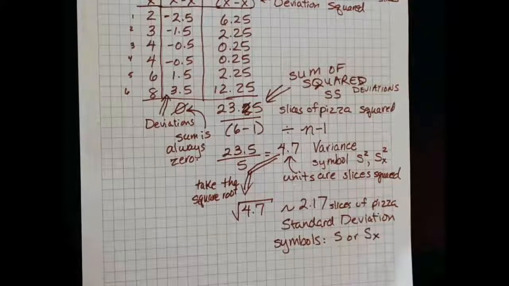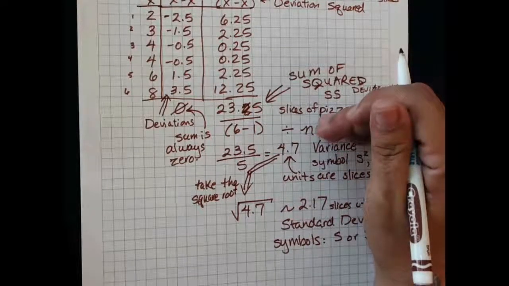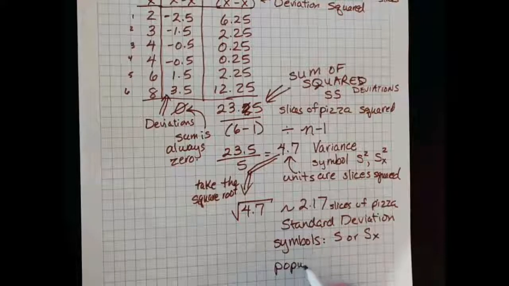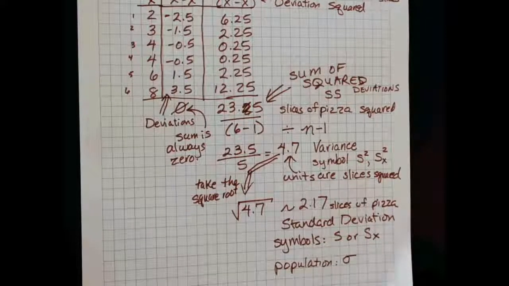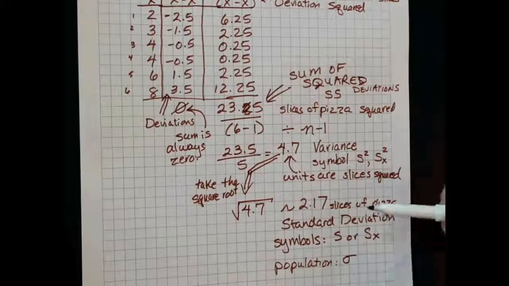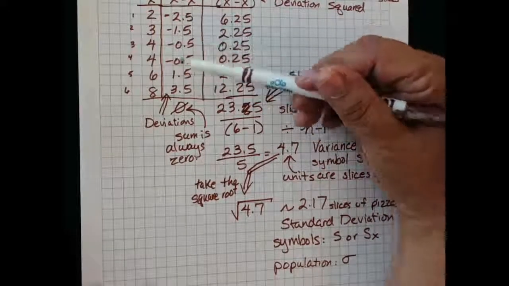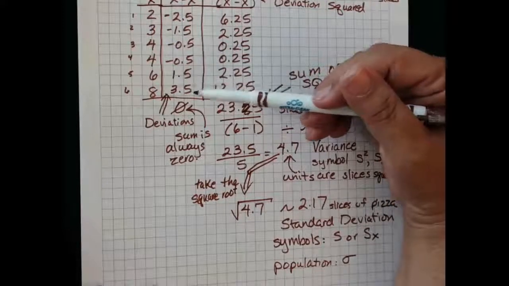All right? Now, if we're talking about population, by the way, I would have divided by N if I was doing the whole population. Here, if I was doing population, it's called sigma. So the symbol for a population is sigma. So now that I look at this number, 2.17, does that feel kind of right? Is that about how far apart these points are from the mean? Yeah, that feels kind of in the right territory.